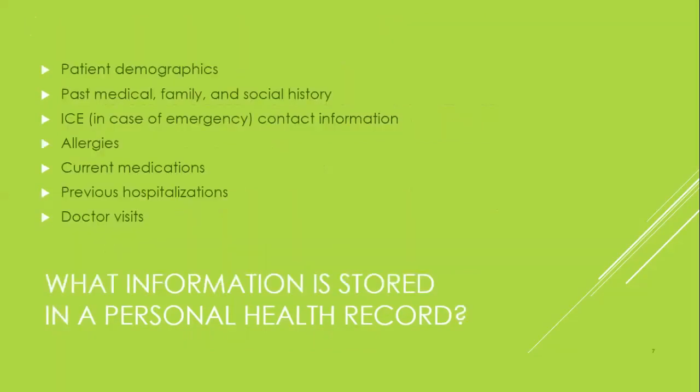What information is stored in a personal health record? Patient's demographics, past medical, family and social history, ICE, which is in case of emergency contact information, allergies, current medications, previous hospitalizations, and doctor visits. Patients sometimes store insurance information and claims payment history to keep a record of claims paid or denied.